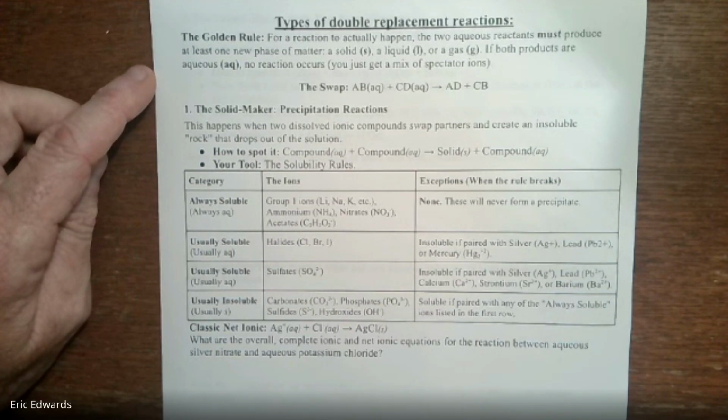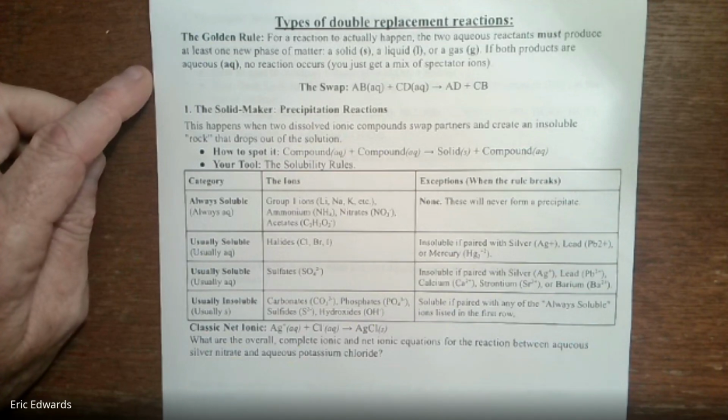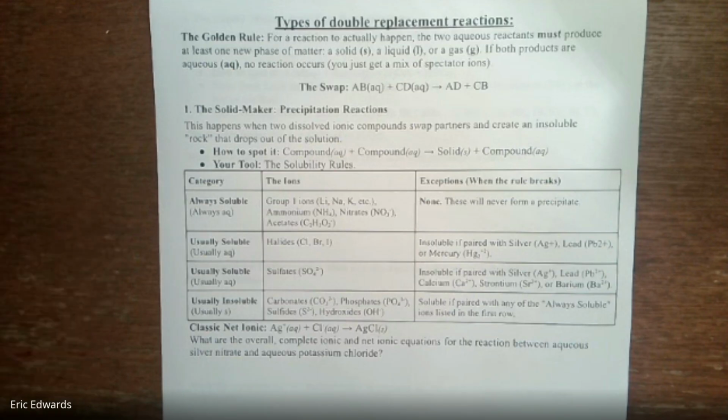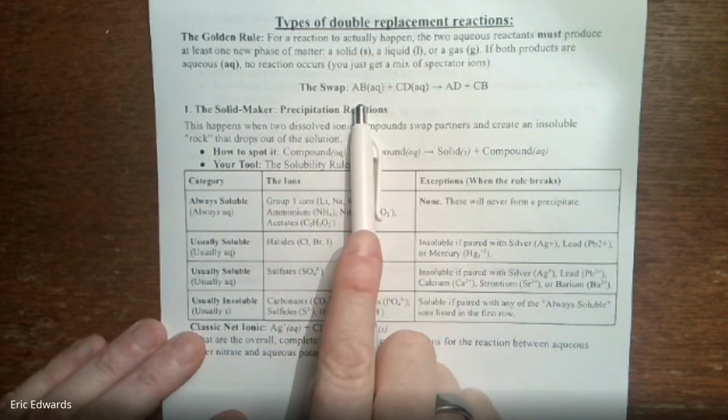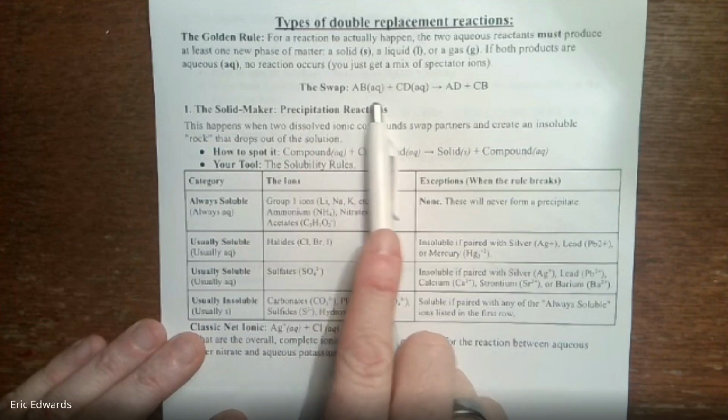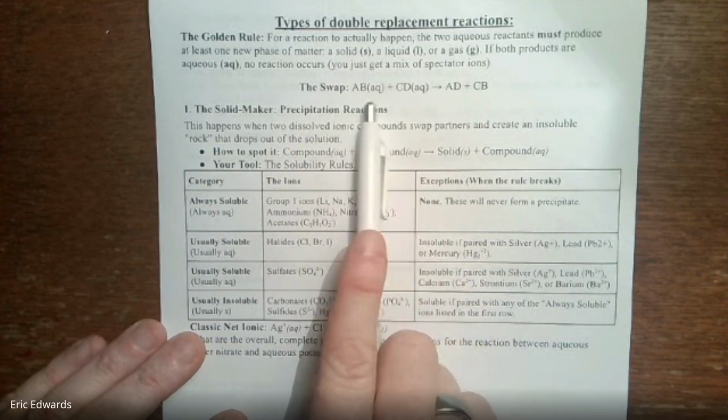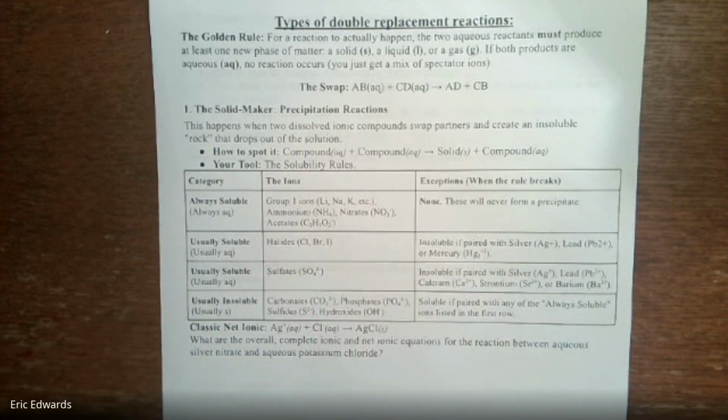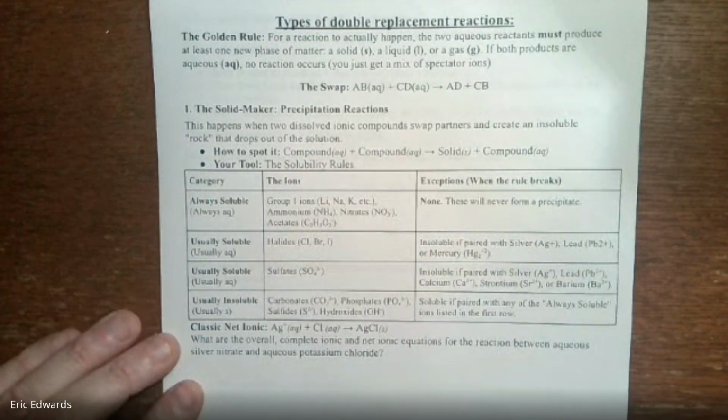If both products are aqueous, which means they just dissolve in the water, then there's no reaction that happens. Everything just becomes spectator ions, okay? So again, in double replacement reactions, we have the cations and anions switching, cation and anion, and that's the overall equation for it, okay?